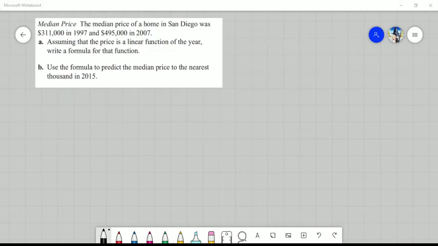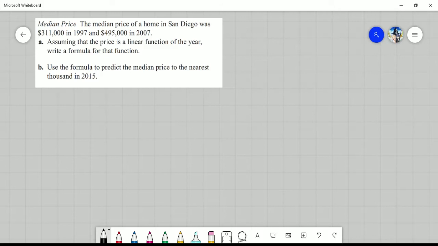All right, so here it seems we have a two-parter, but still not going to be solving them all the way through. Just giving you the pieces that you need in order to help you solve both A and B. So let's go ahead and get started. So it's talking about a median price of a home in San Diego. We have two listing prices here, one in 1997, $311,000, and the one from 2007, $499,000.